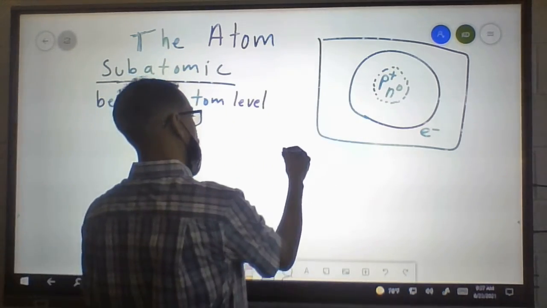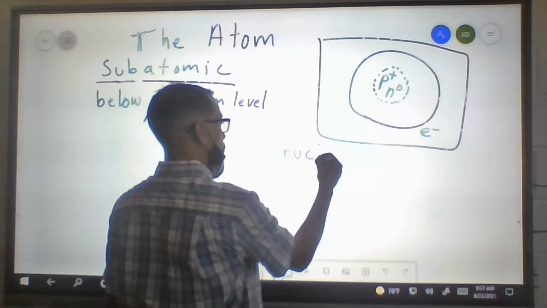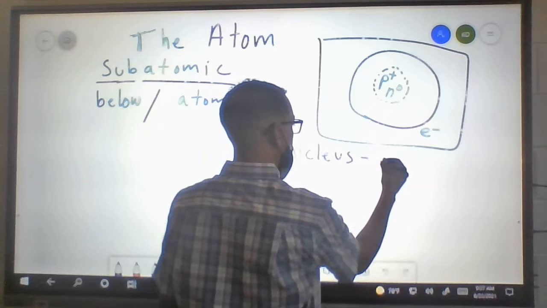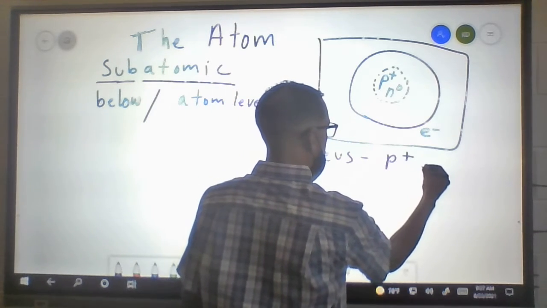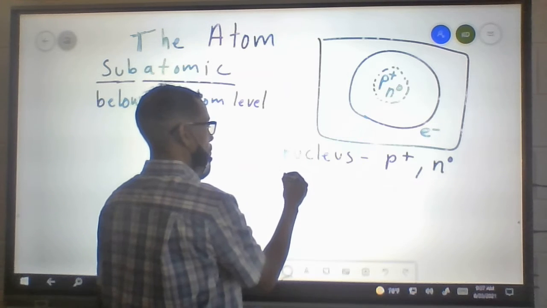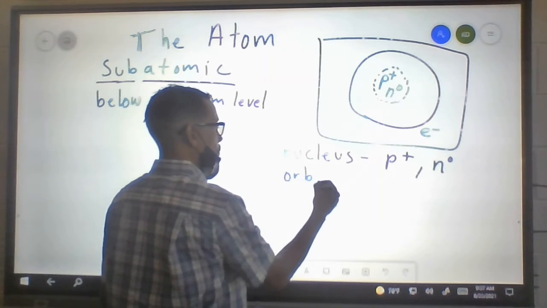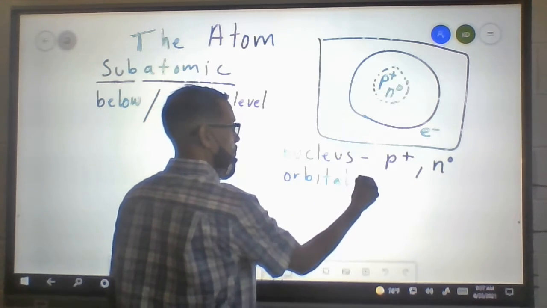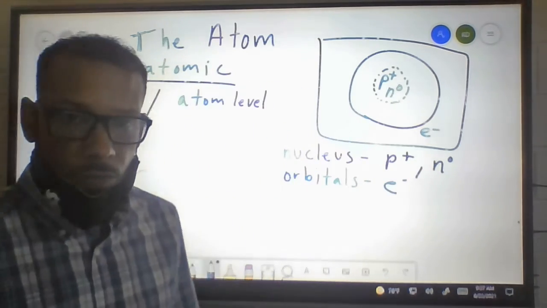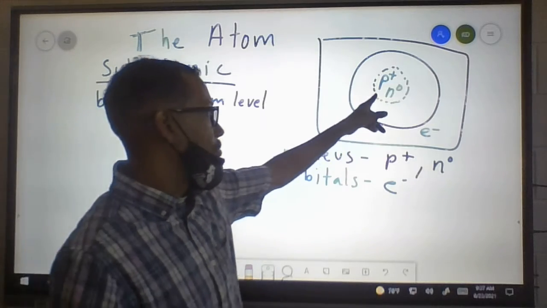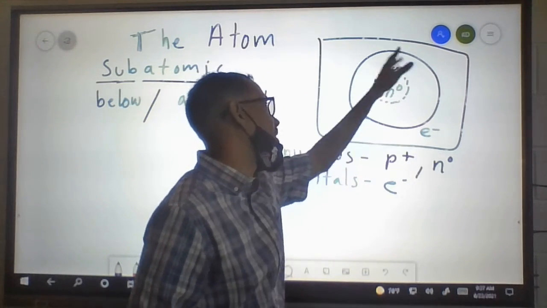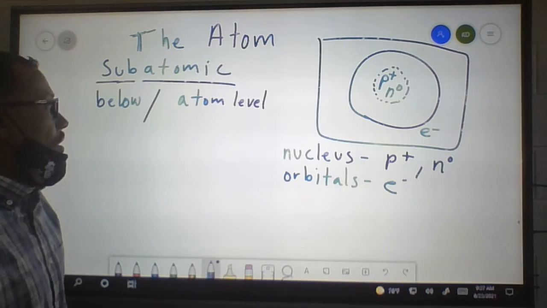So nucleus, that's going to be our protons and our neutrons, and then orbitals, that's going to be our electrons. So we have our protons and neutrons in the nucleus. Electrons are outside in the orbitals.